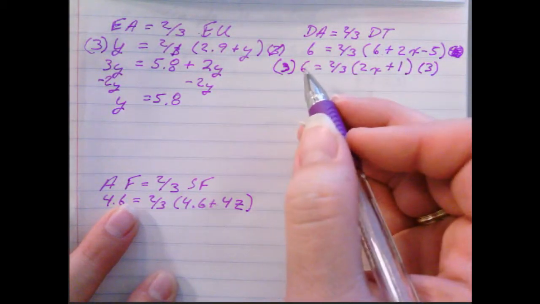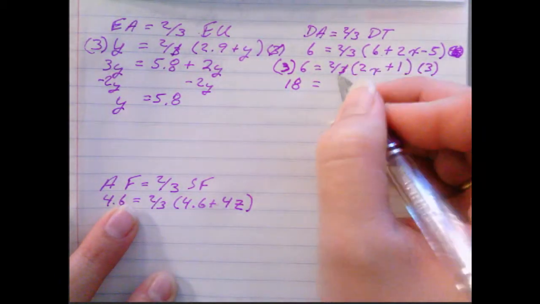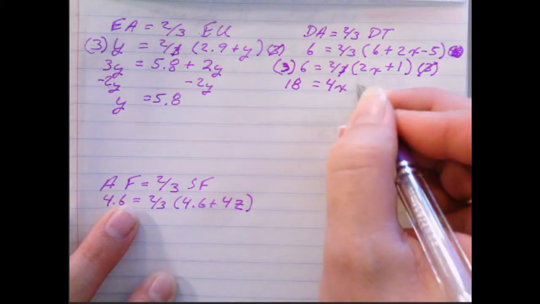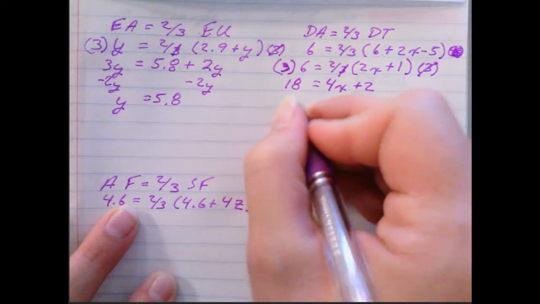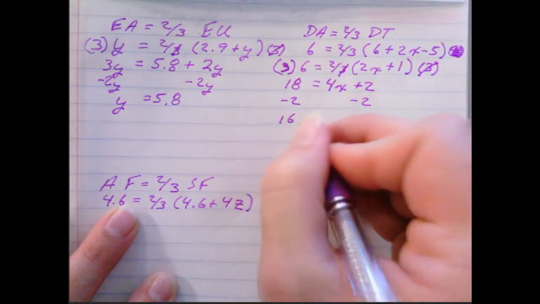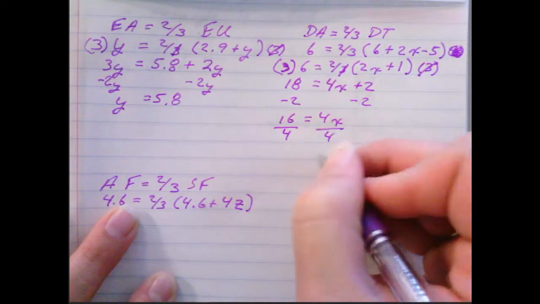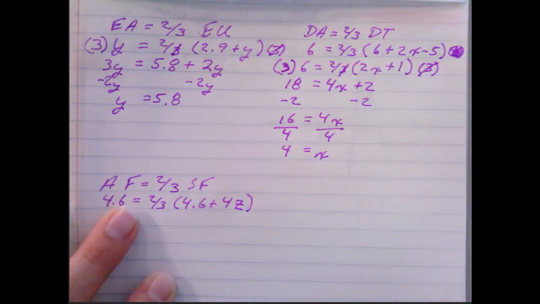3 times 6 is going to give us 18. On the right hand side, our 3's cross out, so we're left with 4x plus 2. Subtracting 2 from both sides, 16 equals 4x. Divide by 4, we get x equals 4. Okay? Alright, let's move down to the last one.